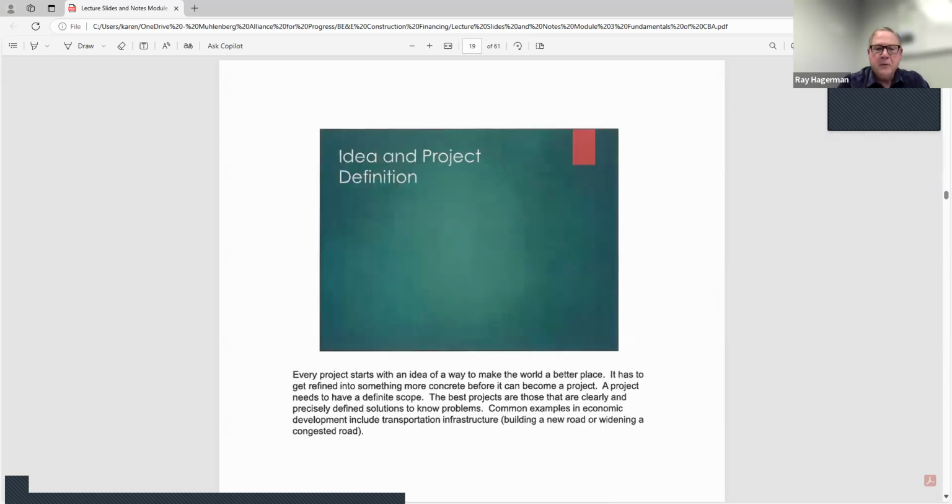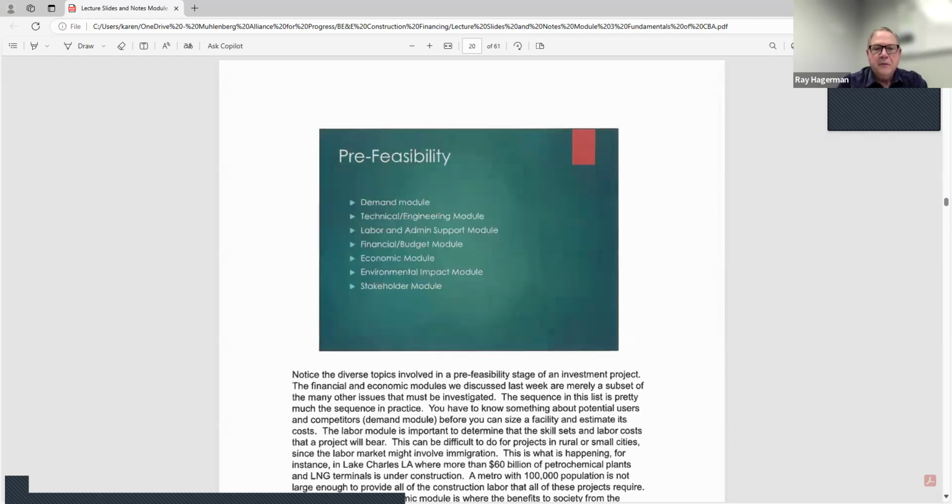Okay, so we start with making the world a better place, right? With the idea we're going to make our community better because we're going to do this economic development project. Well, the first thing we have to do, again, this is getting technical. You are not going to be responsible for this on your test. I'm just going to tell you that right now. But as a practical matter, in your economic development career, you're going to have to take some of these steps.